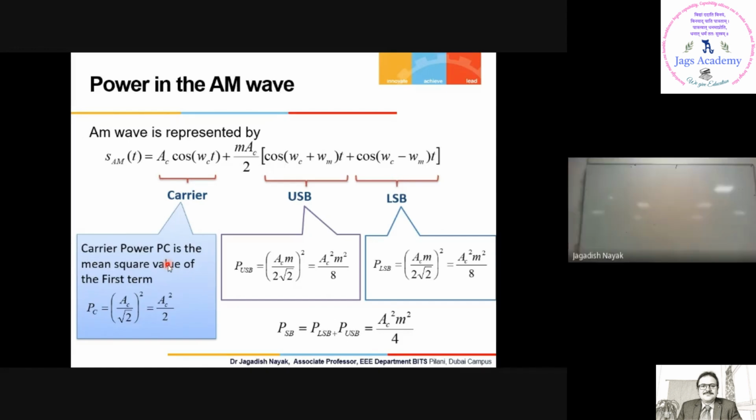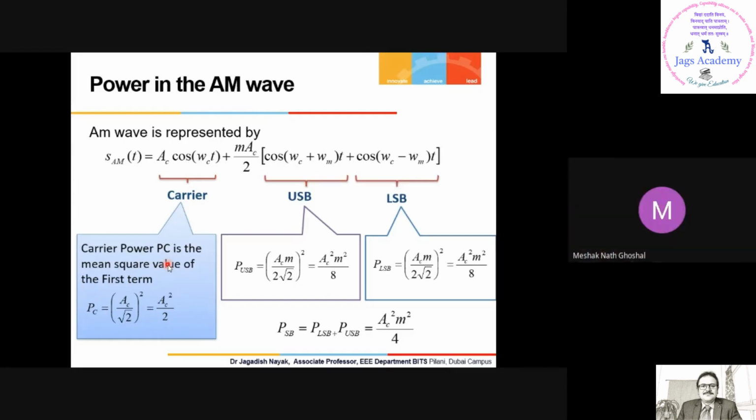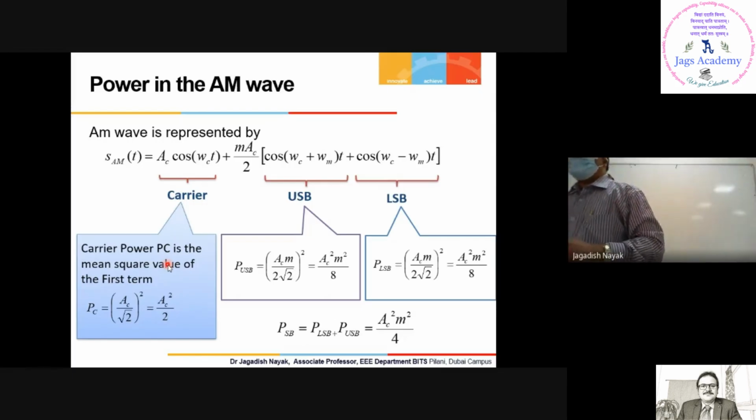How do you generate double sideband suppressed carrier wave? Multiply the carrier wave with the message signal. You will get double sideband suppressed carrier wave. It's called DSB-SC. That is the way you suppress the carrier.